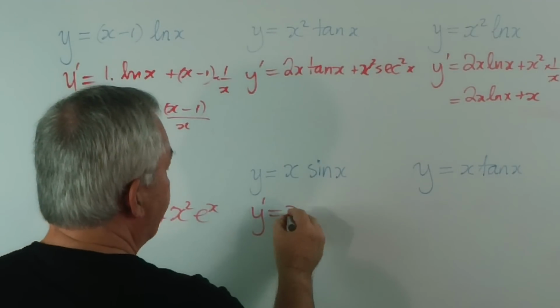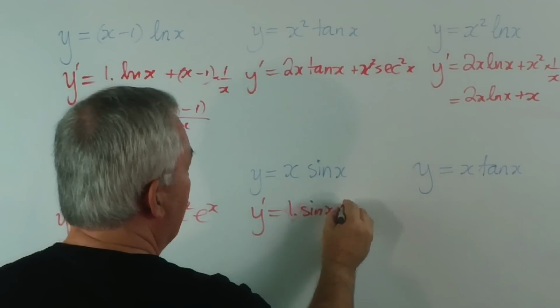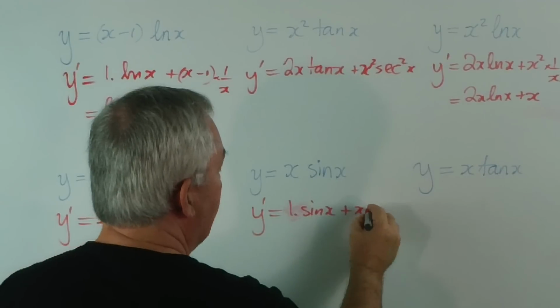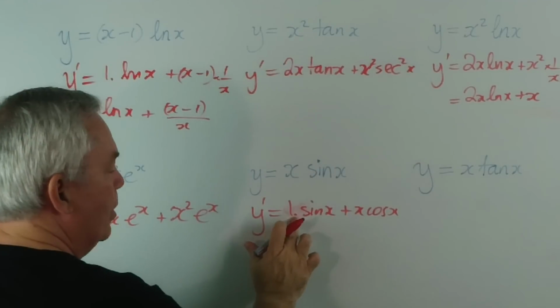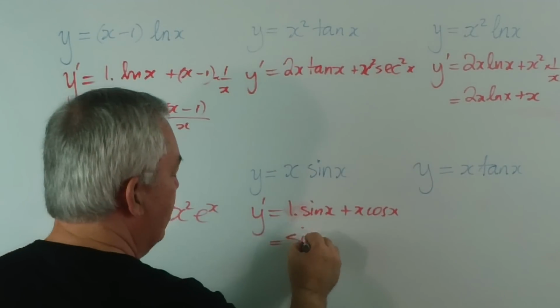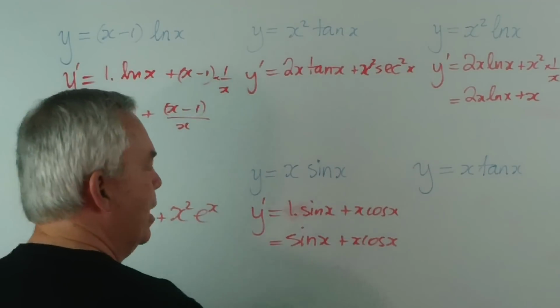This one here, the derivative of x is 1 times sine x plus x times the derivative of sine x is cos x. And the only tidy up you need is we normally wouldn't write 1 times sine x. That was worth 2 marks.